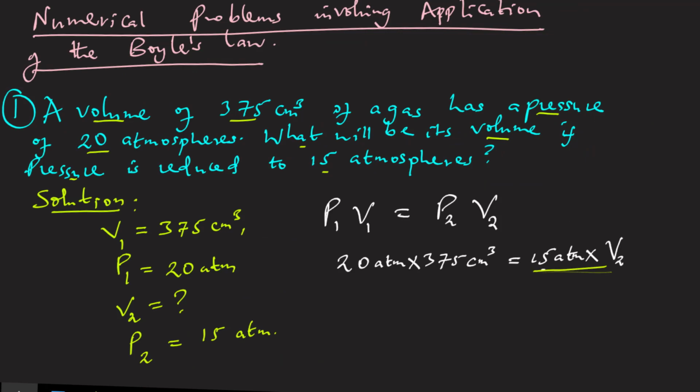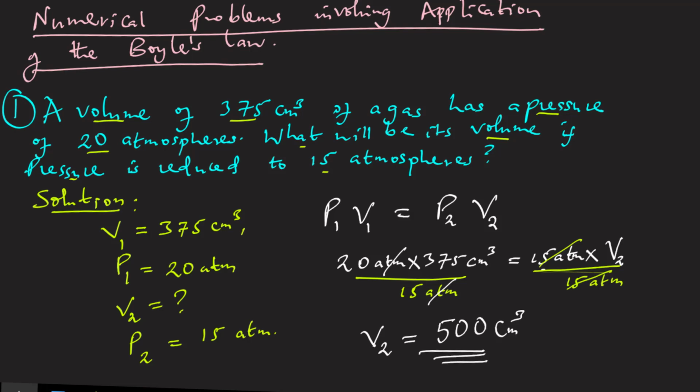So we'll divide both sides by 15 atmospheres. The 15 and the 15 cancel out. So we remain with V2 equals 20 times 375 divided by 15. If you use your calculator, you should obtain 500 cubic centimeters as our new volume.